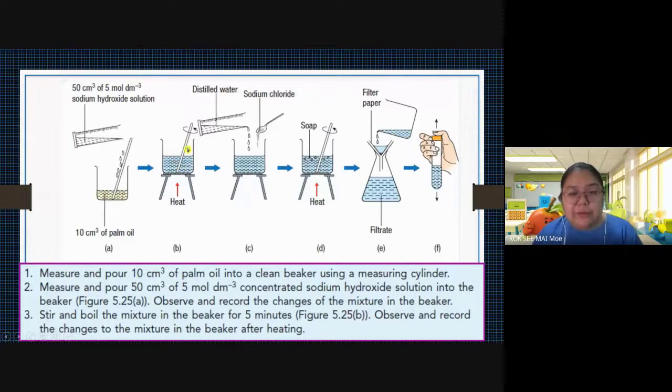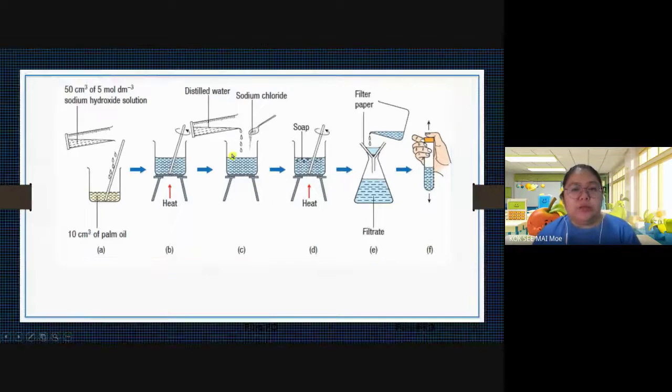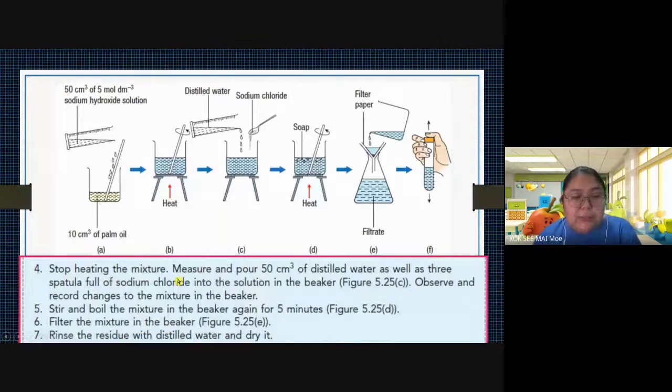You stir, after that you heat, then you observe and record the changes of the mixture in the beaker after heating. Okay, you see what happened? After heating, we continue to procedure C. Stop heating the mixtures, measure and pour 50 cm³ of distilled water.